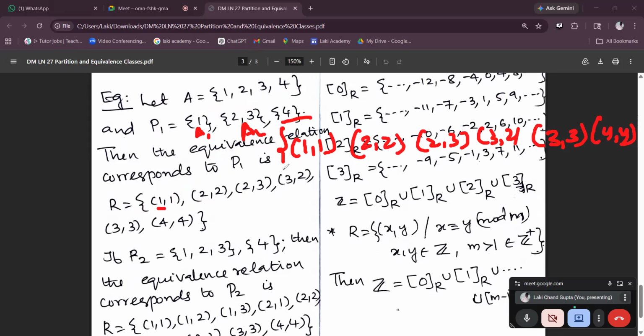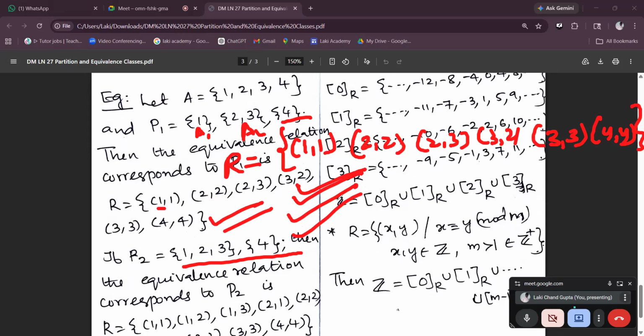When you combine all these pairs, it becomes an equivalence relation. Very important. Equivalence relation means it holds the reflexive, symmetric, and transitive properties. So for every equivalence class, whatever relation forms will be an equivalence relation. Understood?